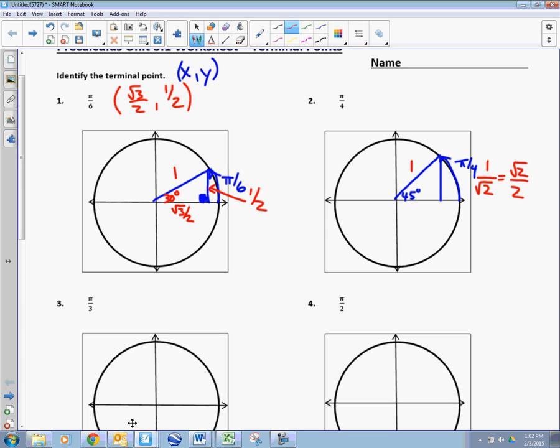And you know in a 45, 45, 90 triangle that if this is the square root of 2 over 2, then this is going to be the square root of 2 over 2. So therefore, my coordinate is square root of 2 over 2, square root of 2 over 2. I'm going to take that and I'm going to put it on my chart.